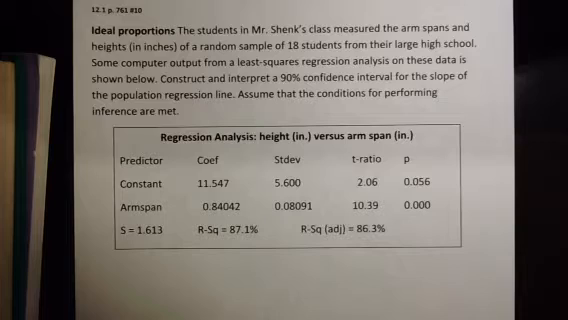The students in Mr. Shank's class measure the arm spans and heights in inches of a random sample of 18 students from their large high school. Some computer output from a least squares regression analysis on these data is shown below. Construct and interpret a 90% confidence interval for the slope of the population regression line. Assume that the conditions for performing inference are met.